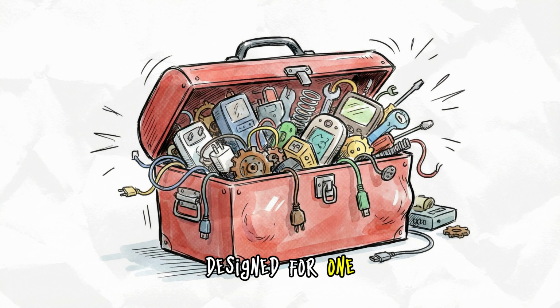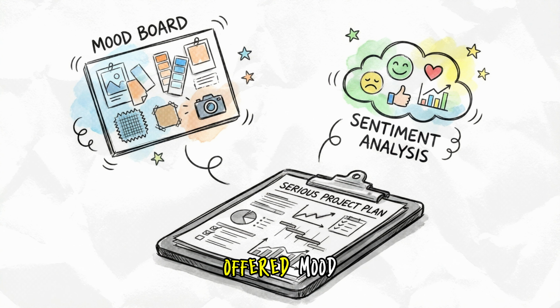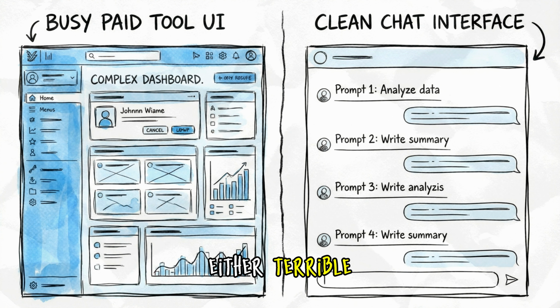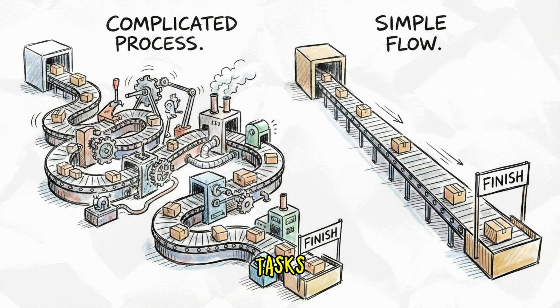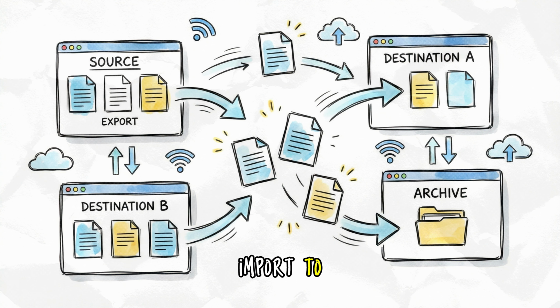The tool was designed for one hyper-specific task, but to justify the high price, they padded it with 15 features you will never use. My planning tool offered mood board generation and stakeholder sentiment analysis, functions that were either terrible or completely outside my scope. The single feature I paid for, the project plan, was 90% achievable with a well-written 5-line prompt in the 3 version of Claude. When our workflow requires 10 different tasks and the tool only truly automates 1, you haven't saved time. You've simply added a new step where you have to export from one system and import to another. That is friction, not productivity.